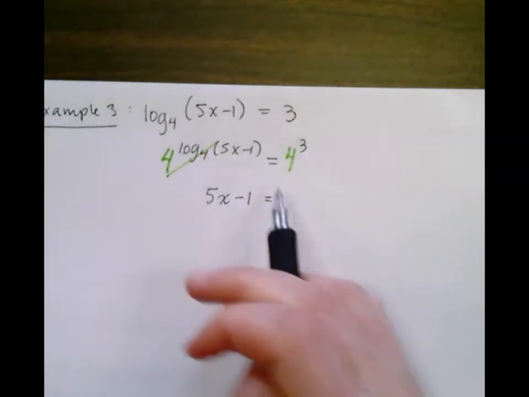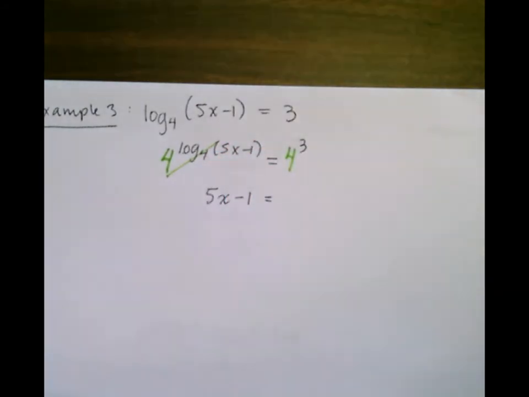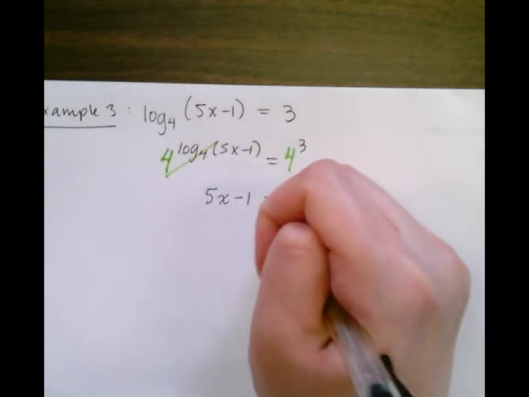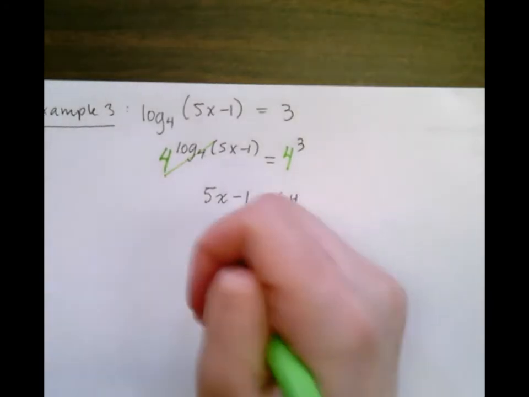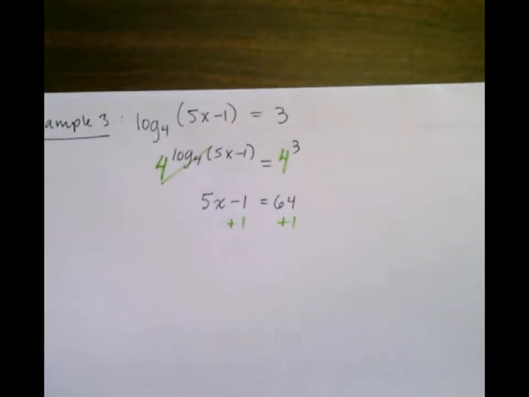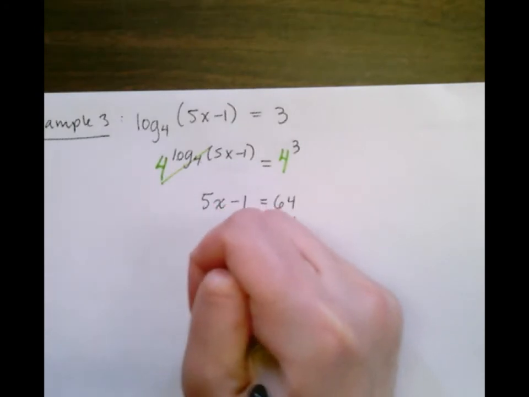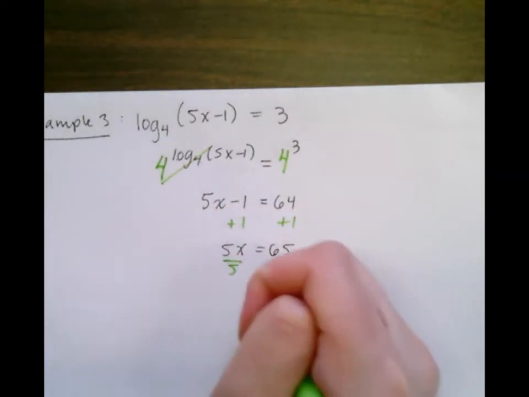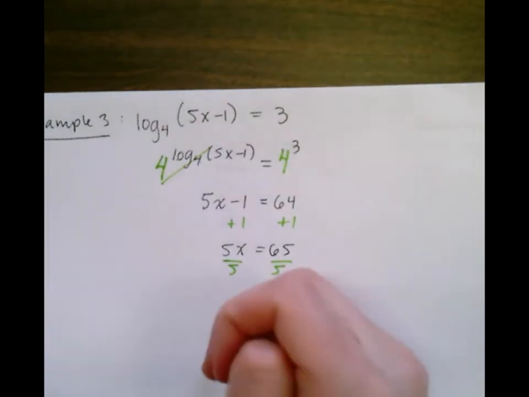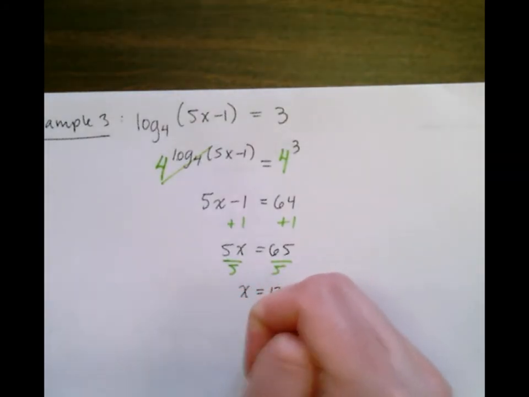On the other side, I have 4 to the third power, which I can just calculate. 4 times 4 is 16, times another 4 is 64. So from there, I add 1, I get 5x is equal to 65, divide by 5, and I get x is equal to 13.